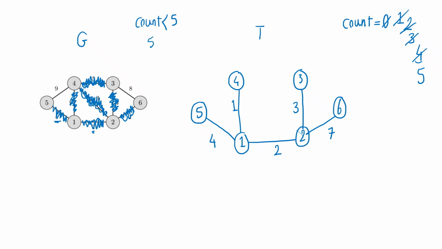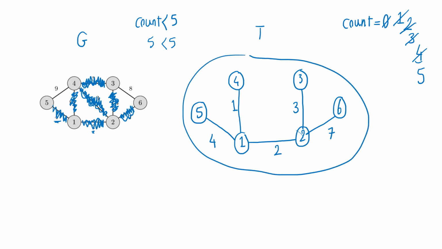This time 5 is not less than 5, which means I stop, and what's created here on the right side is my minimal spanning tree. So you see it has the same set of vertices as the graph. It is connected, and it doesn't have a cycle, so it's a tree, it's a spanning tree. And you can verify that it's minimal, which means that there is no other spanning tree where the sum of the weights is less than what we have here.